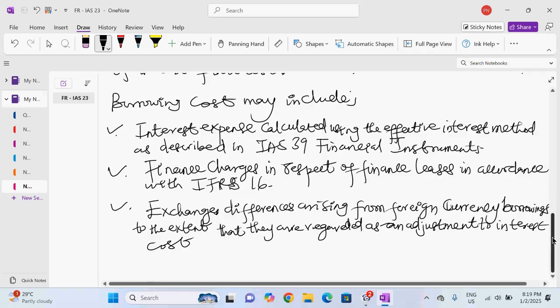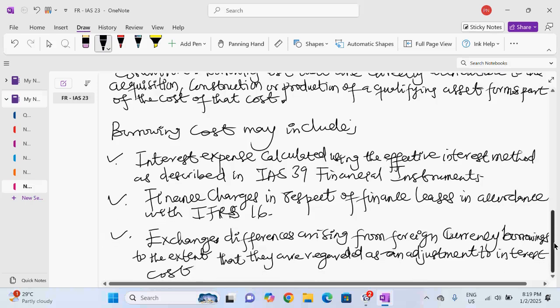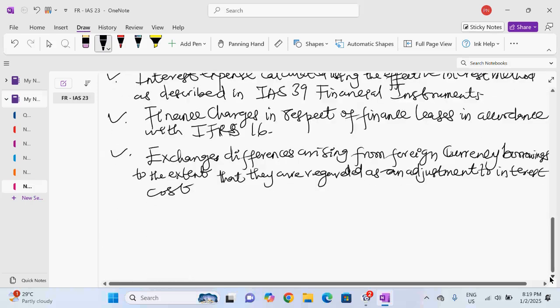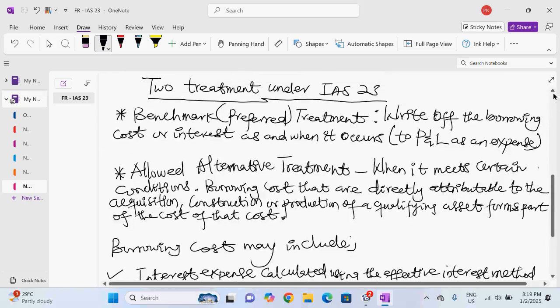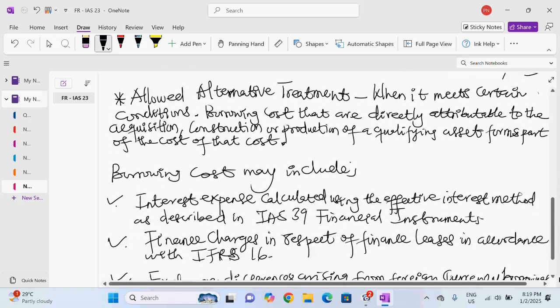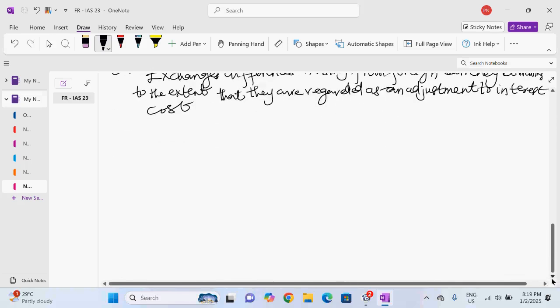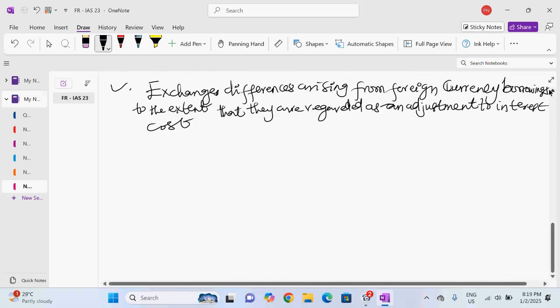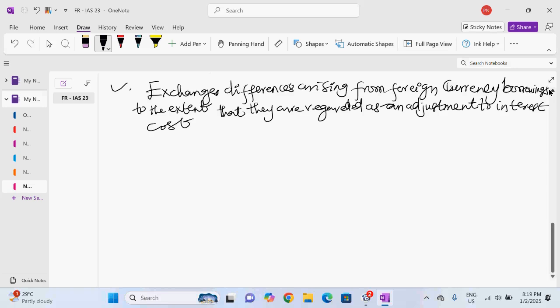All right. So just some examples of the borrowing cost, which is the interest: finance charges with respect to leases, interest expense when using the effective interest rate, and the exchange differences that result from foreign currency borrowing. Right? Okay.